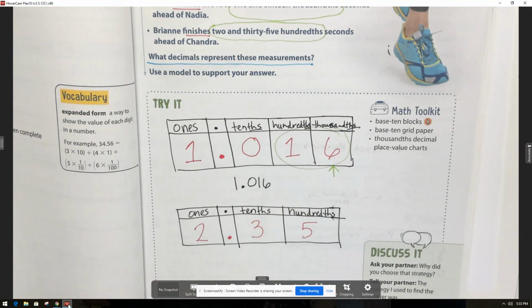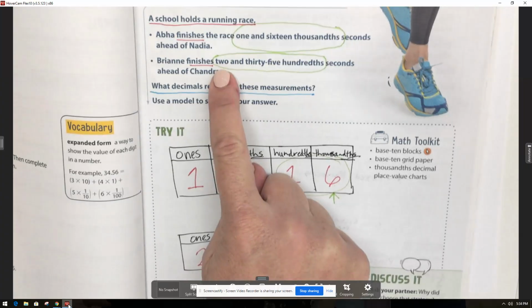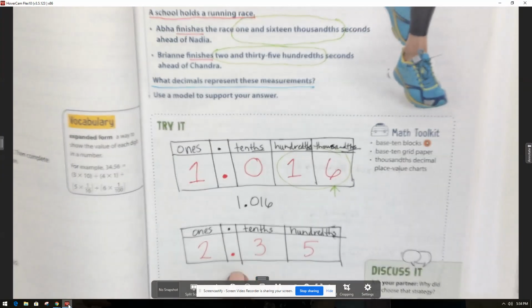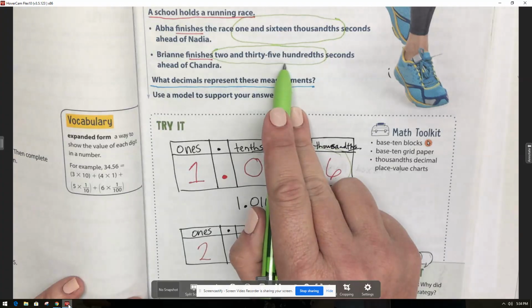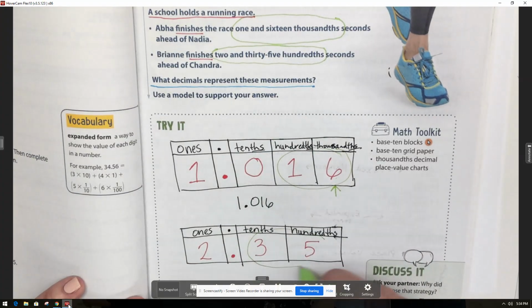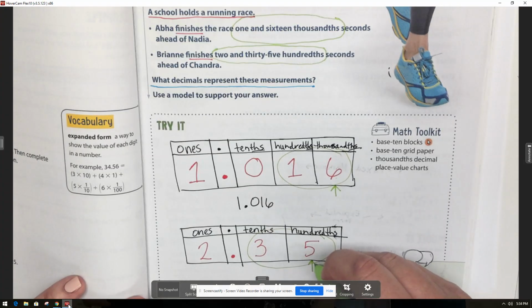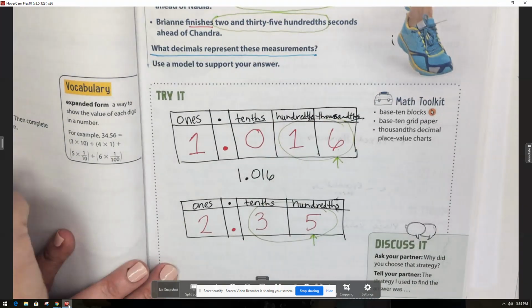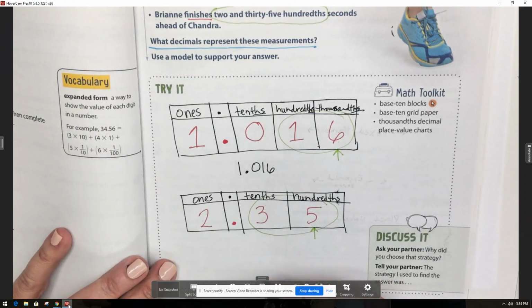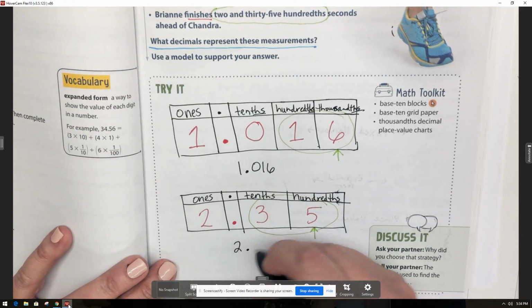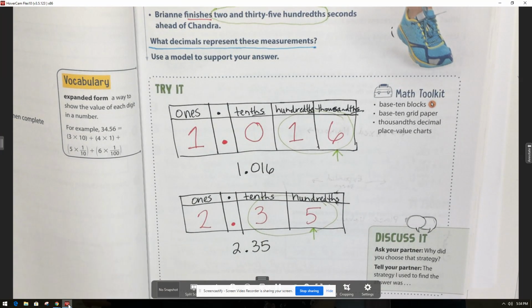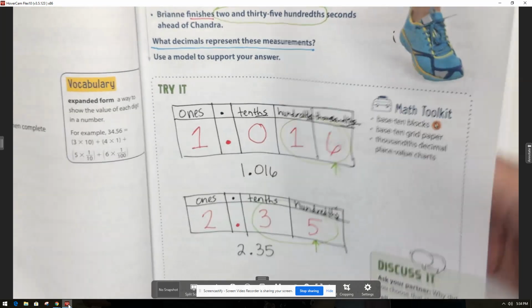So then, to make sure we're right, we have 2 and 35, lowest place value, hundredths. So the decimal form of this would be 2 and 35 hundredths. Great job. All right, let's go ahead and go to page 156.